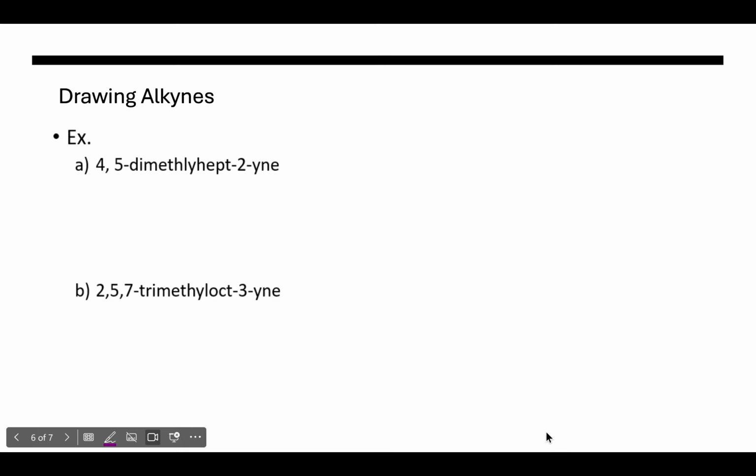It's very similar to double bonds. Start with the root, so you have hept. So in this case, we'll draw out 7 carbons, 1, 2, 3, 4, 5, 6, 7. And when I draw mine out, I always number my carbons from left to right, but you can go any direction. It just has to follow the name.